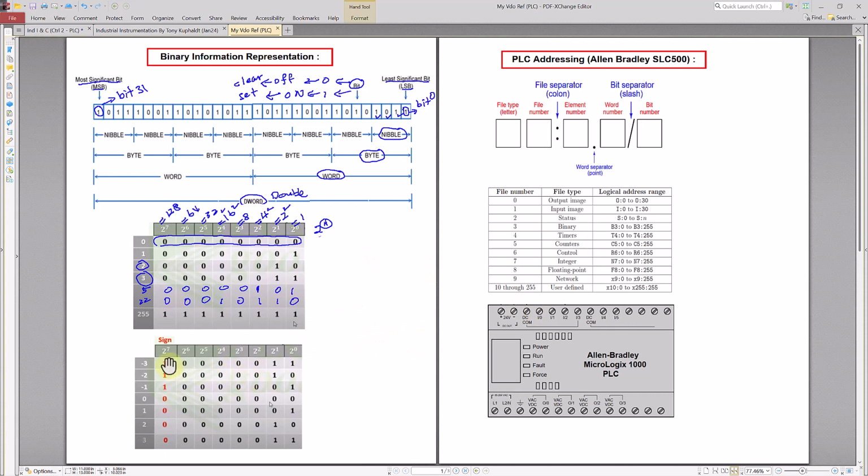Sometimes you can see that bit number 7 is used to represent the sign. What is the sign? The sign is actually a positive or negative value. Here you can see this bit number 7 is used to represent the sign. 1 is used to represent a negative value, and 0 is used to represent a positive value.